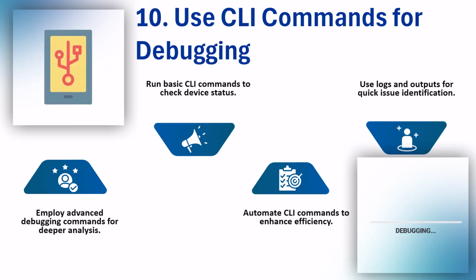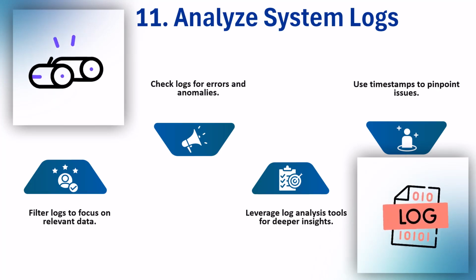Let's start with CLI commands, our trusty debugging tool. Think of it as asking the device to spill the beans about what's wrong. First, we check the basics. Is it alive and functioning? Then, we dig deeper using logs and outputs, kind of like reading a machine's diary. If things look suspicious, advanced commands come in handy. And if debugging feels like a chore, automate it. Less typing, more fixing.